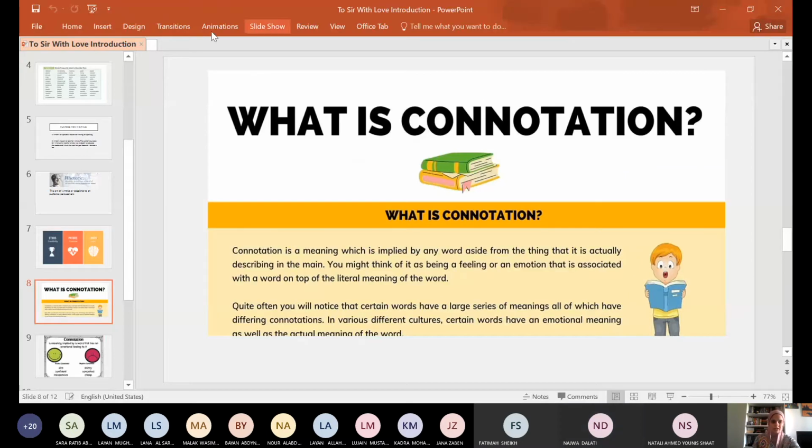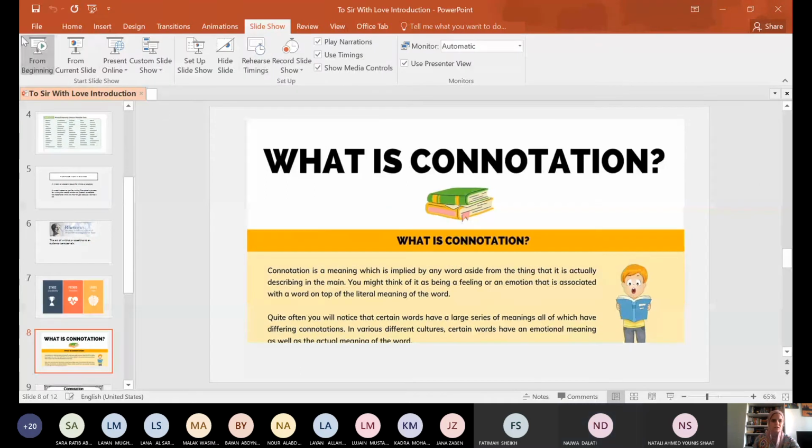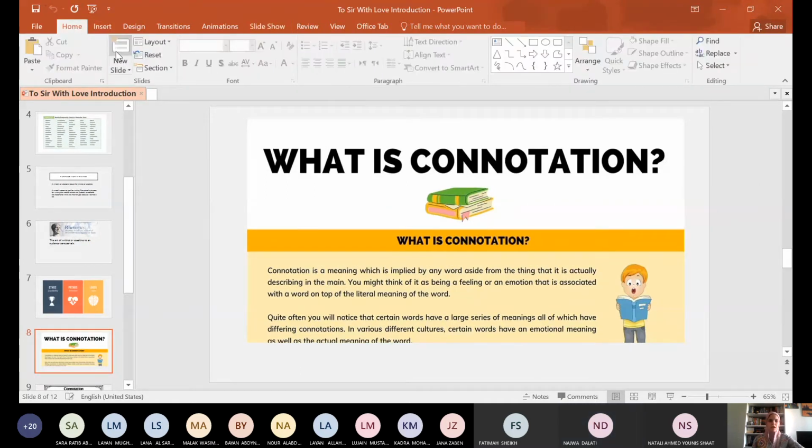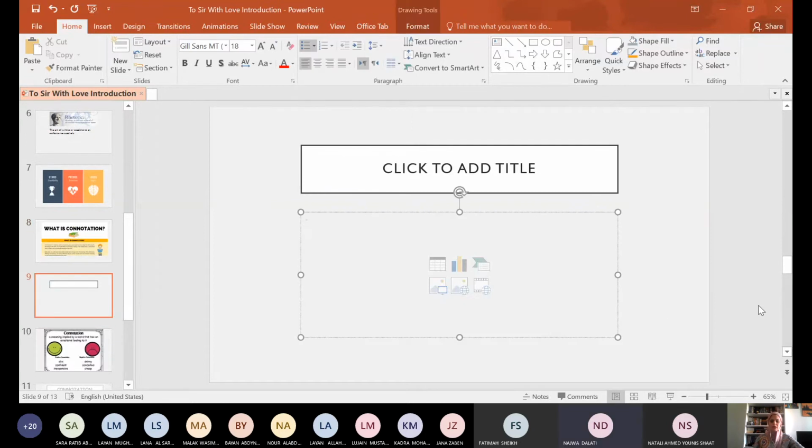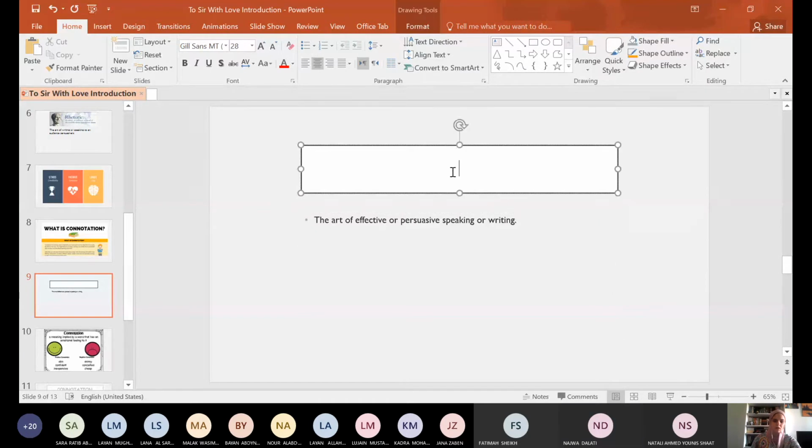Wait a minute, I will add a slide. By my mistake, I pressed here and suddenly it changed. Here it is. This is good. It doesn't appear here. Here. Okay, Najwa, say it. Persuasive speaking or writing. Here is the first meaning of rhetoric. Okay, girls? Here is the second meaning, Fatima?